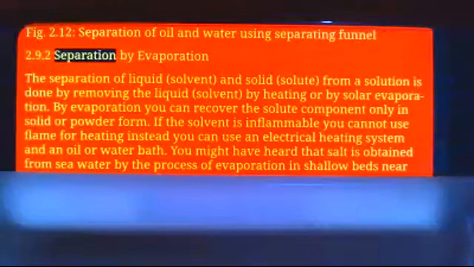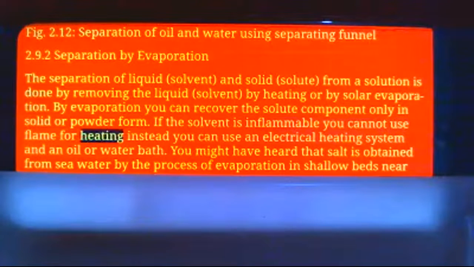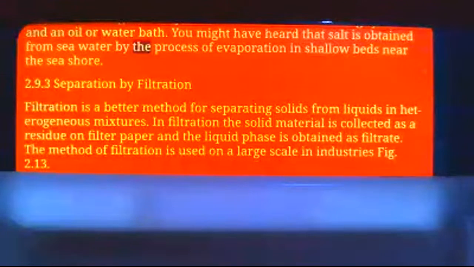2.9.2 Separation by evaporation. The separation of liquid solvent and solid solute from a solution is done by removing the liquid solvent by heating or by solar evaporation. By evaporation, you can recover the solute component only in solid or powder form. If the solvent is inflammable, you cannot use flame for heating. Instead, you can use an electrical heating system in an oil or water bath. You might have heard that salt is obtained from seawater by the process of evaporation in shallow beds near the seashore.